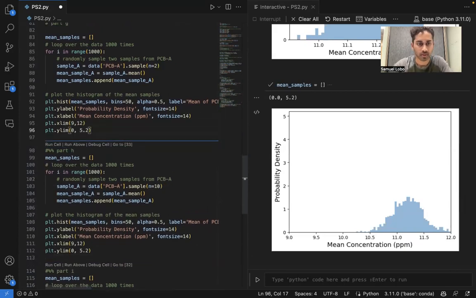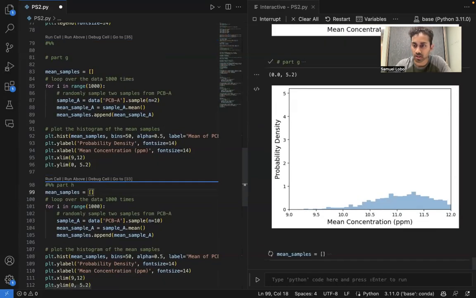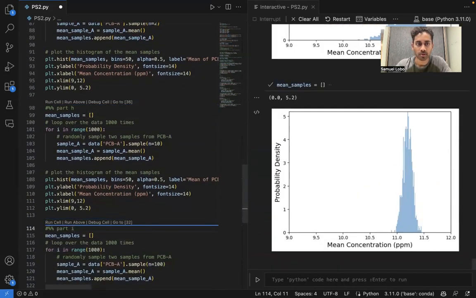So we're going to do it here. Okay, so yeah, this is a better way to see it. Now that I've set the X limit and the Y limit to be the same every time, I could compare G, H, and I when we sample 2 times, 10 times, and 100 times.